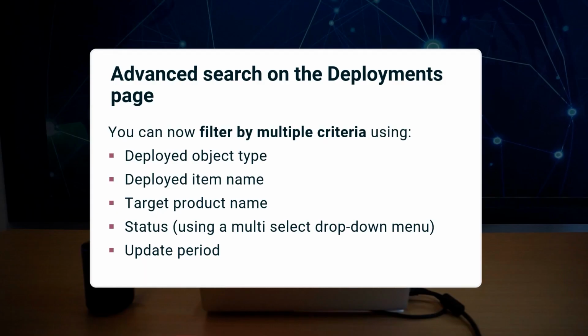Advanced Search on the Deployment page. The Advanced Search has been extended for the Deployment page as well, and you can now filter by multiple criteria using Deployed Object Type, Deployed Item Name, Target Product Name, Status with Multi-Select dropdown, or by the update period.